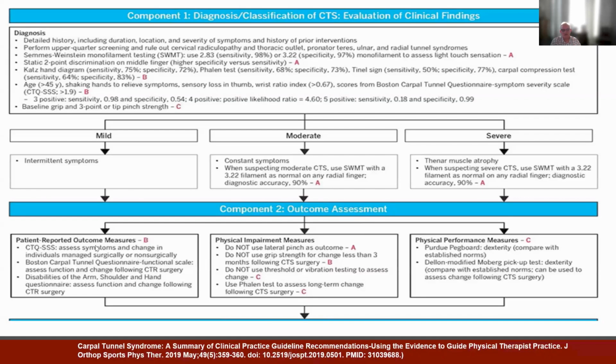Okay, and then also last thing, outcome measures. So again, you want to go back, and Sims-Weinstein is helpful for staging the severity of it, but it may not be what you want to use. For instance, what's the best outcome measure that we have right now when it comes to patient-reported outcomes? It's CTQ-SS or Boston Carpal Tunnel Questionnaire.